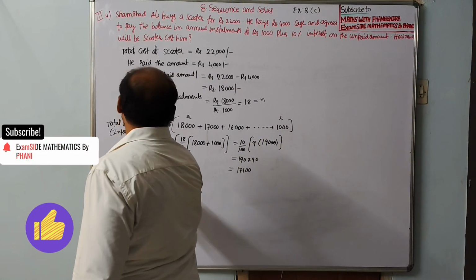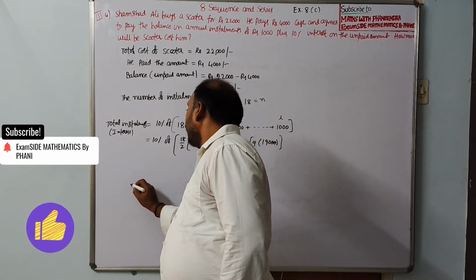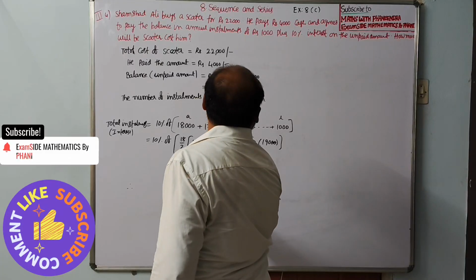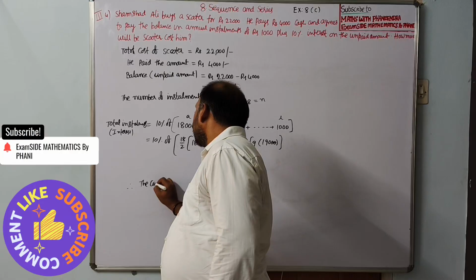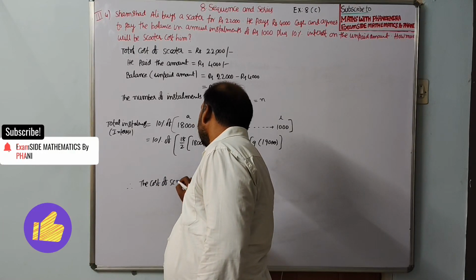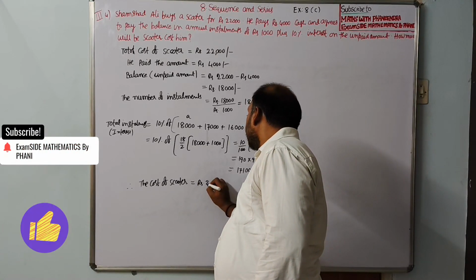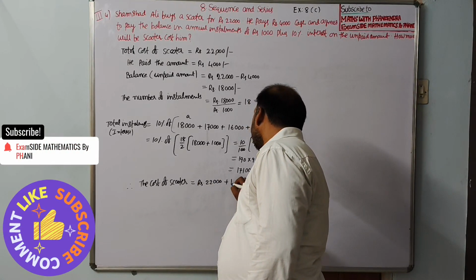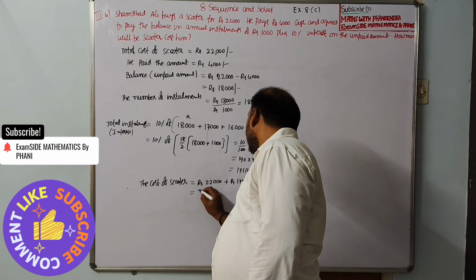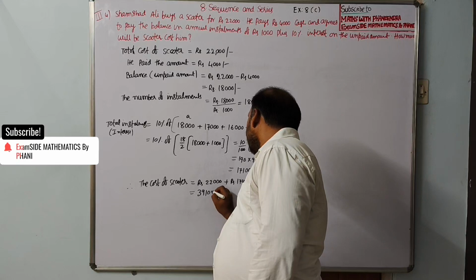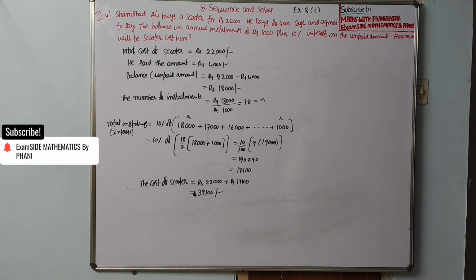So what is that cost? Therefore, the cost of scooter, basically what he paid, is 22,000 plus 17,100, which is equal to 39,100 rupees. This is the total amount, dear students. Okay.